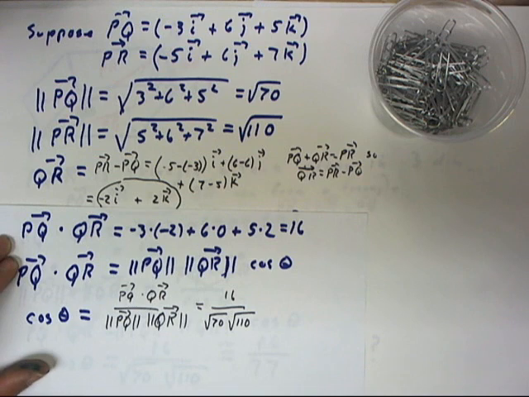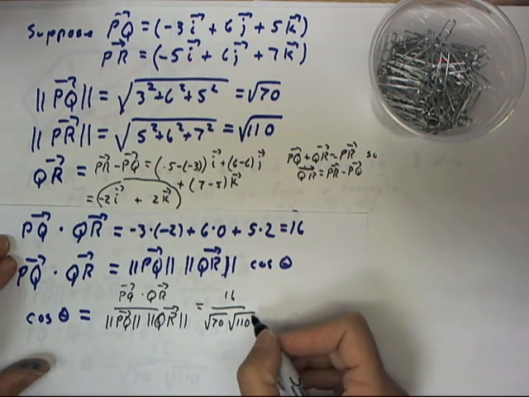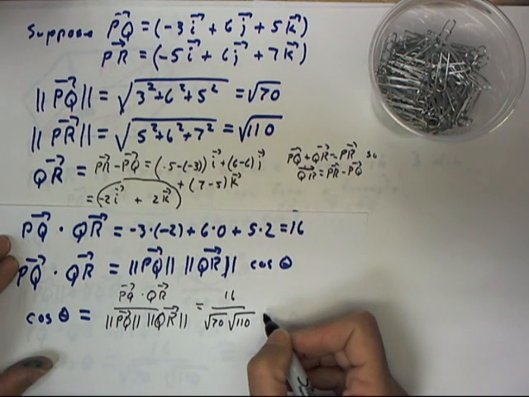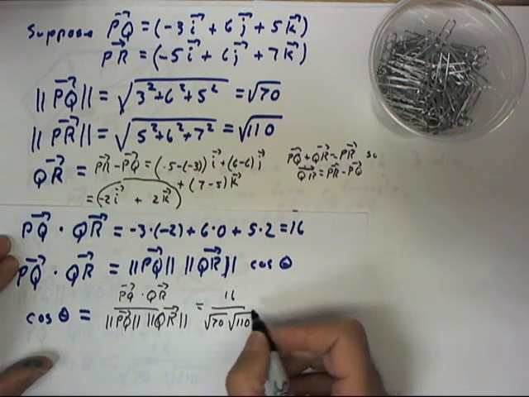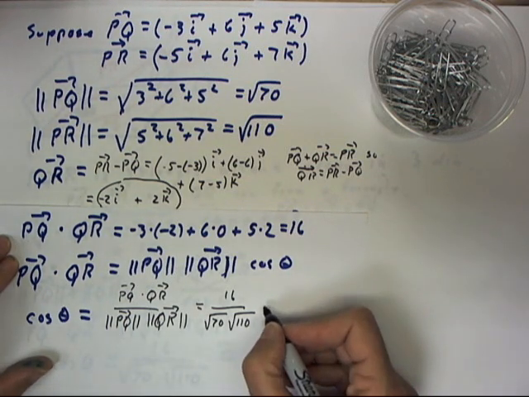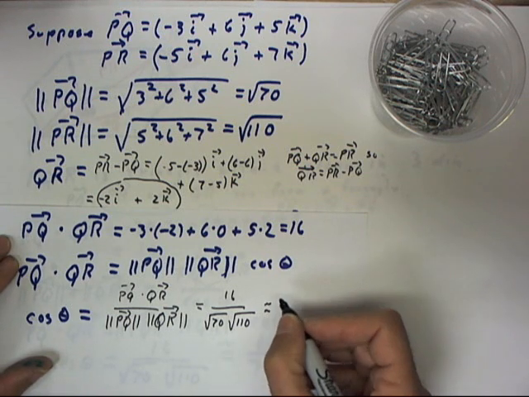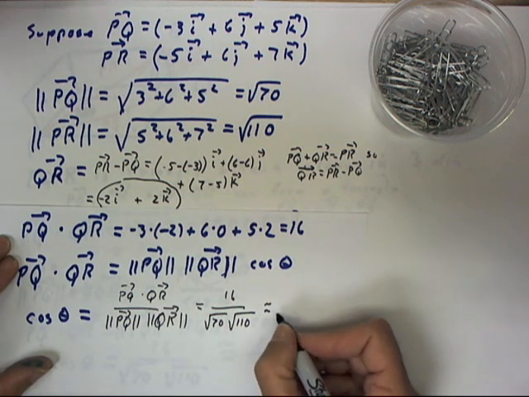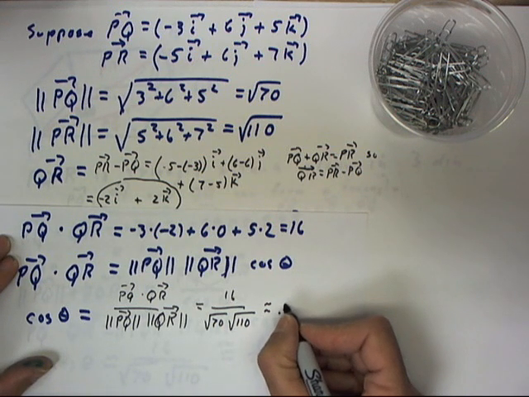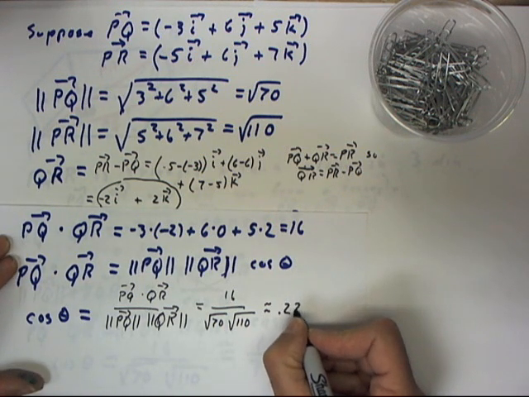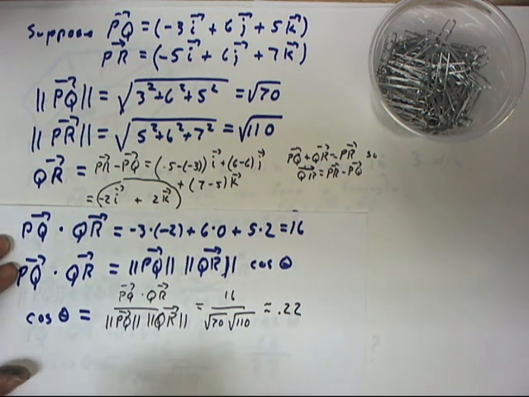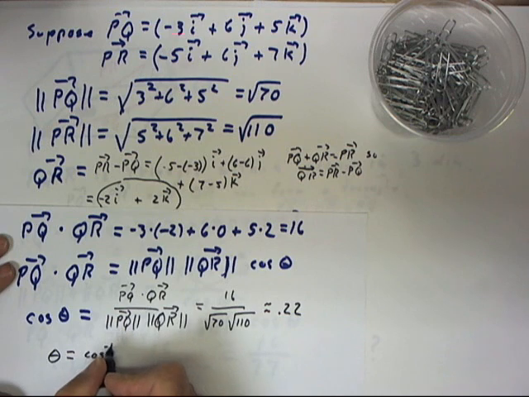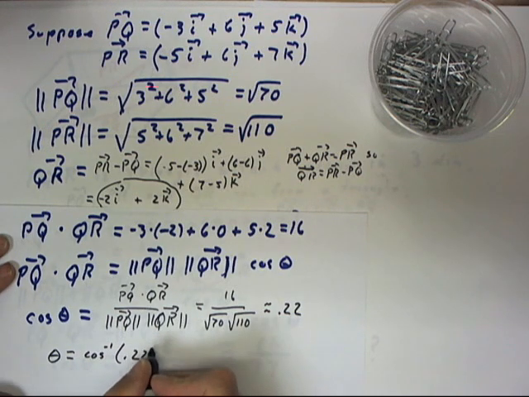Now, I'm not going to figure that out. 70 times 110 is 7,700, fairly close to 8,100. The square root of 8,100 is 90, so I'm going to say that this is a little less than 90. If it was 80, 16 over 80 is 0.2, so I'm going to call that about 0.22. It would follow then that theta is the inverse cosine of 0.22.